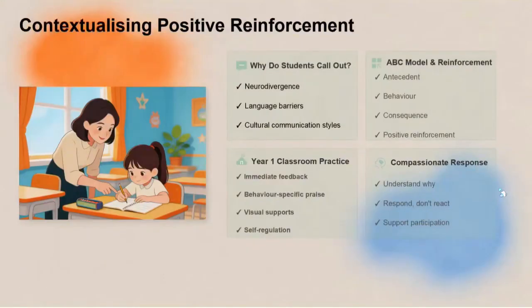As Sophia explained, students may call out for different reasons, including language barriers and cultural communication styles. We then thought about how the ABC model and positive reinforcement can help us understand and respond to this behavior. In my Year 1 classroom, the students are still developing self-regulation, so I use immediate feedback, behavior-specific phrases, and visual supports to teach and refer to expected behavior. When teachers understand the reason behind a behavior, they are more likely to choose a response that supports the student.